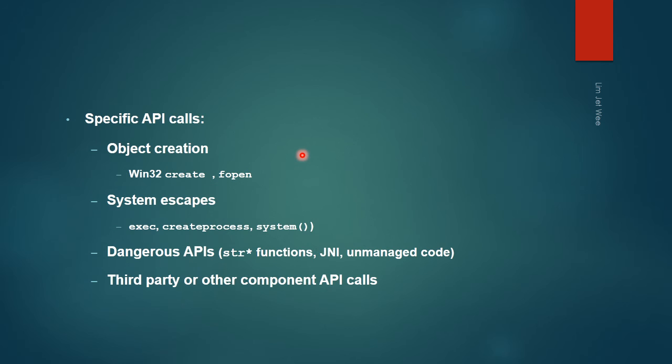So what about APIs? They are useful, and some systems force developers to use APIs. So be a bit careful, especially when you're dealing with object creation, create, open of files, potential system escapes such as execute. When you execute something, creating processes or any type of system call, you have to be very careful.